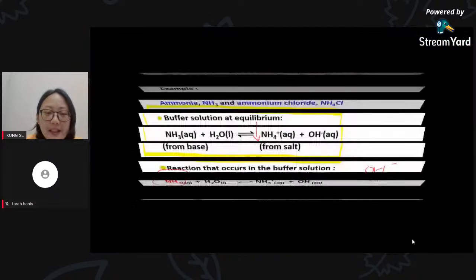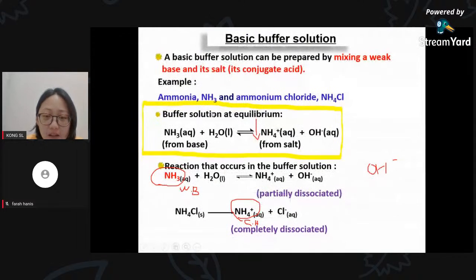So this is the way to identify the shifting of a buffer solution. Always refer to the equation at equilibrium. When the concentration of ammonium decreases, because ammonium already reacted with the hydroxide, the system will try to increase back the concentration of ammonium by shifting to the right to form more ammonium, the conjugate acid.